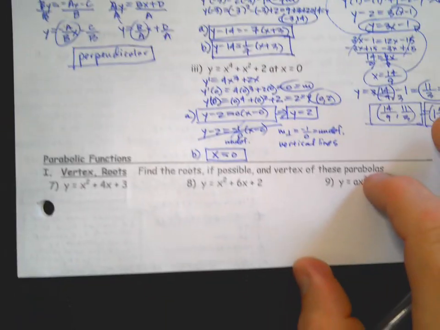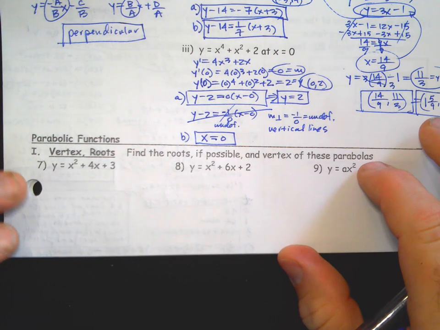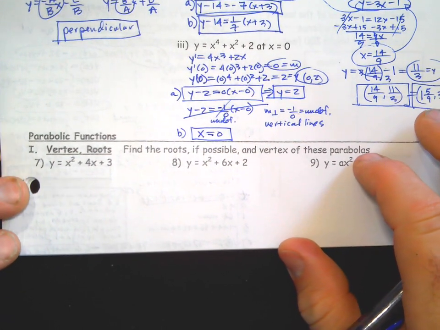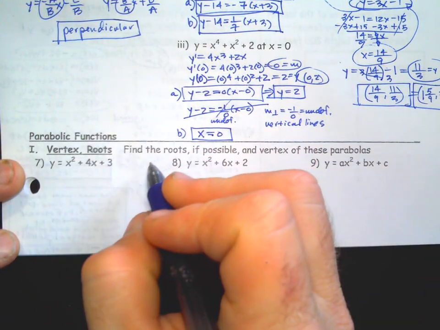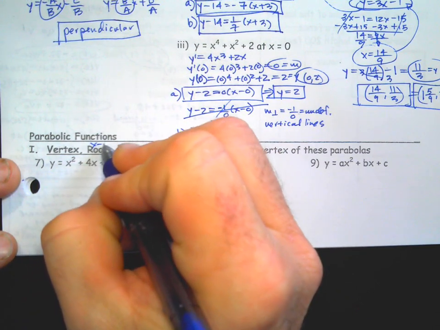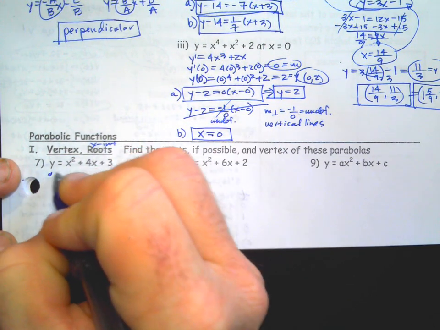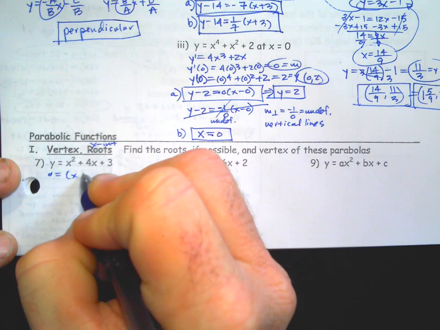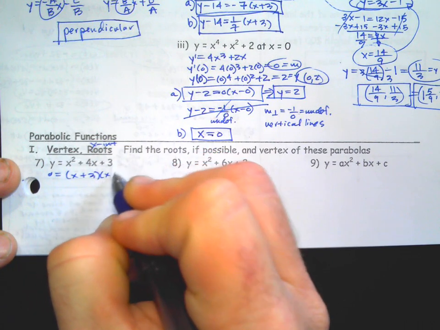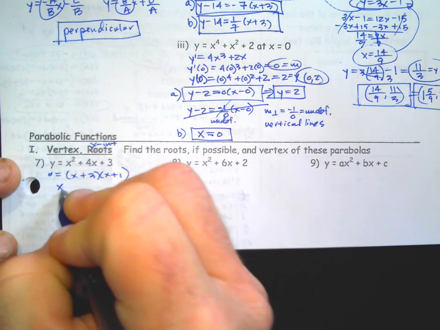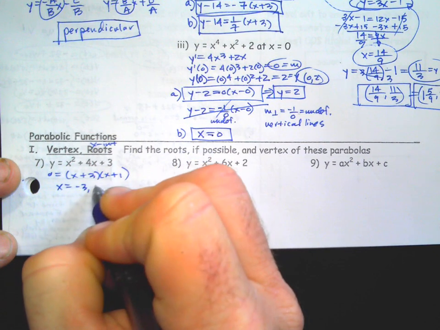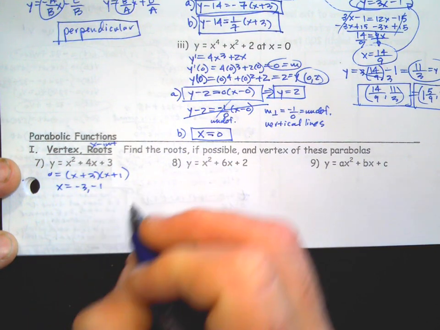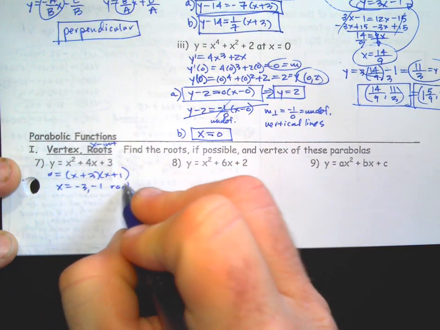Okay, now for these down here, I said I wanted you guys to use calculus to find the vertex. Now the roots are just the x-intercepts. So you just set y equal to 0 to find x-intercepts, and you factor to help if possible. So x equals negative 3 and negative 1 are the roots.